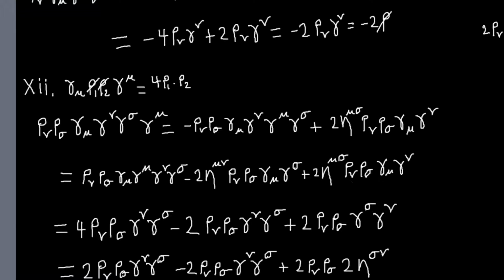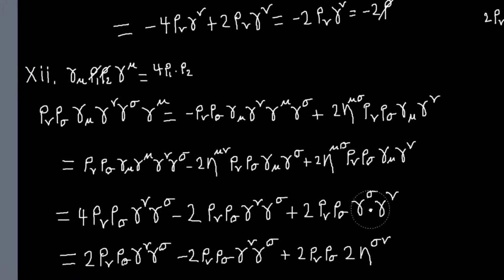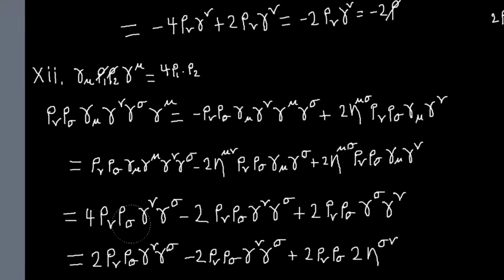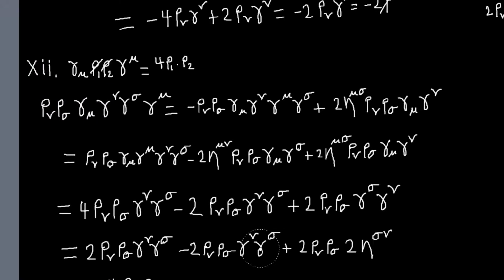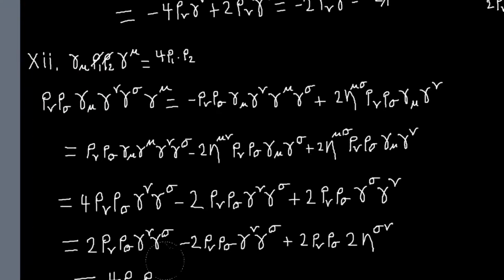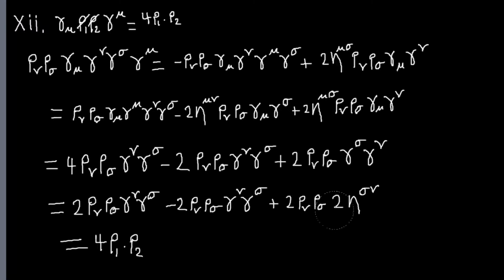So I have to use the anti-commutation relation here to flip these around. So the first term just comes from combining these two, and then the other two terms come from using the anti-commutation relation. And from there we see that these cancel, and I'm just left with this, which is 4. After I contract these indices, it's 4 p1.p2.